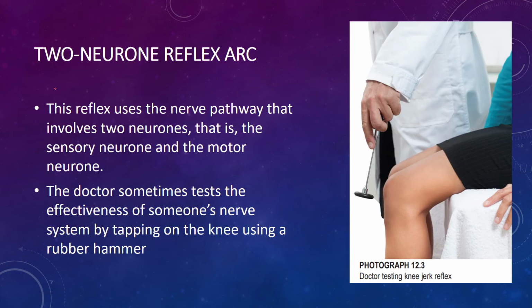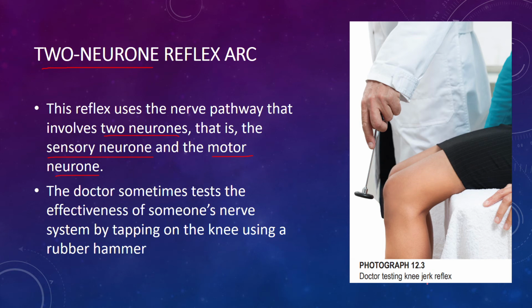There is also a reflex arc which involves only two neurons, which uses a nerve pathway that involves two neurons. We call it the two-neuron reflex arc. And what are the two neurons? They are the sensory neuron and the motor neuron.